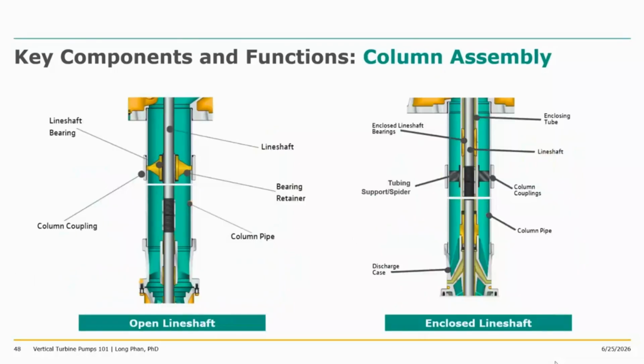Down to the column assembly, you see here both open line shaft and the enclosed line shaft. The open line shaft and enclosed share similarity in principle, right? You have a shafting there. They have the columns, and you have some kind of retaining mechanism for the open line shaft. You have bearing retainers with bearings.